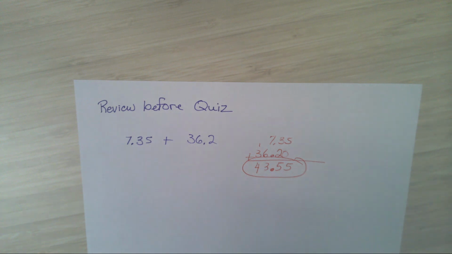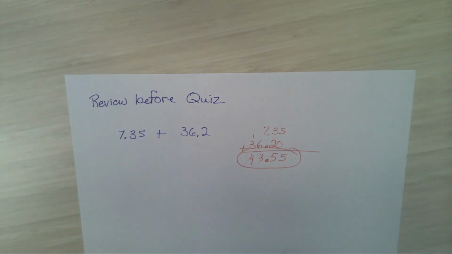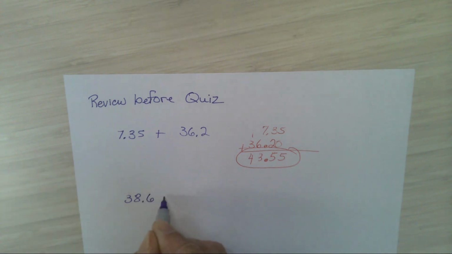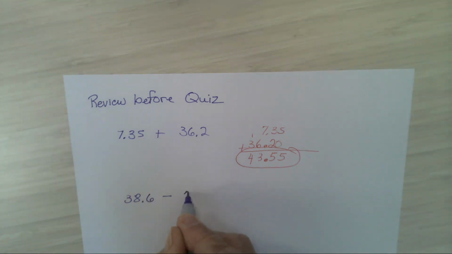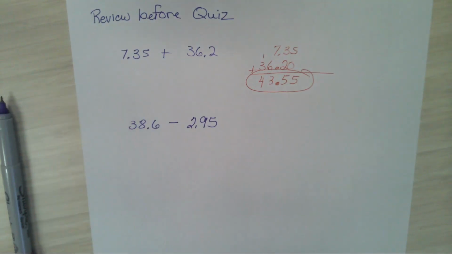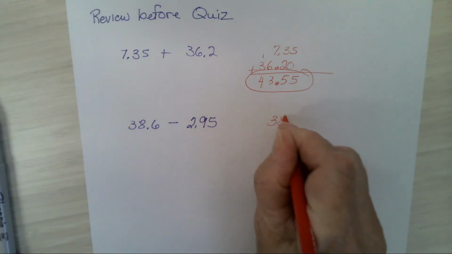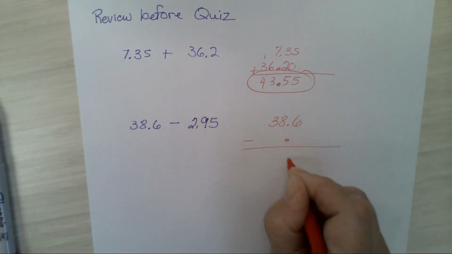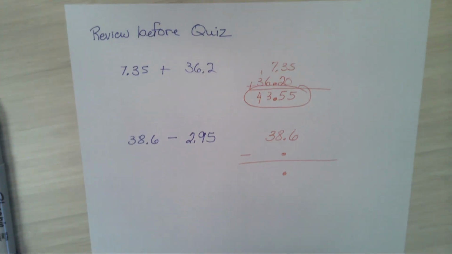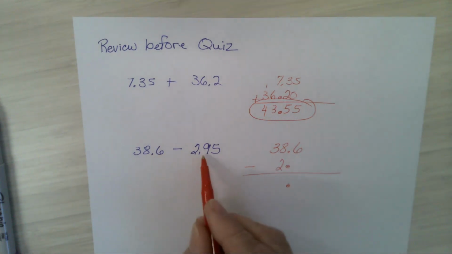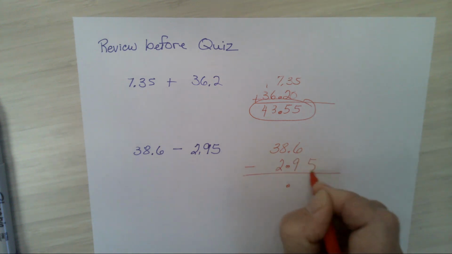Then we have some subtraction problems. When you subtract, again, line up your decimal points. If you have a problem like, all right, here's the problem. I'm going to line it up, 38 and 6/10 minus, before you even put the numbers in, line up your decimal points. 2 is in the ones place. The 1 is under the 8. 9 is in the tens place, and 5 is in the hundredths place.